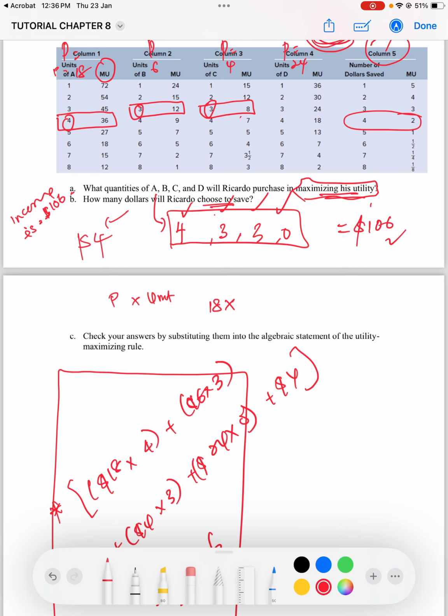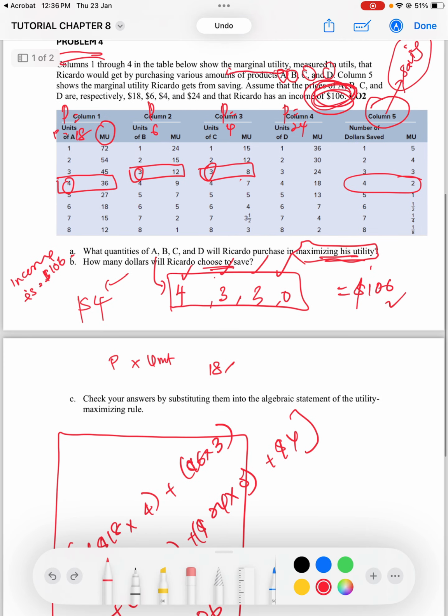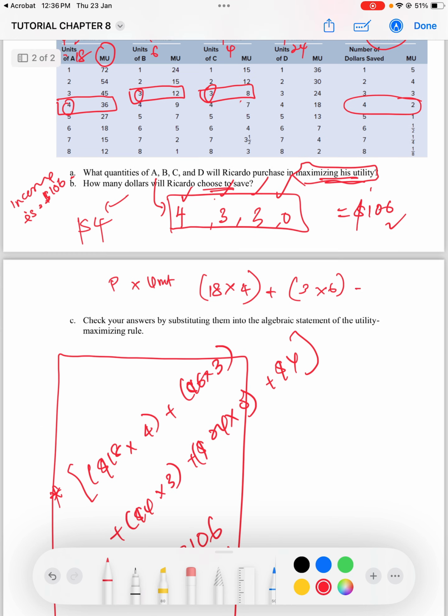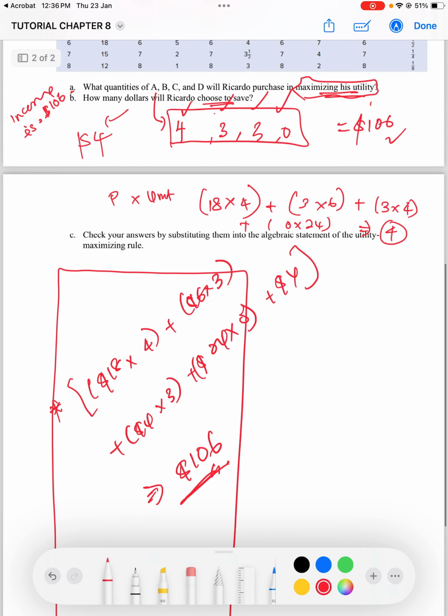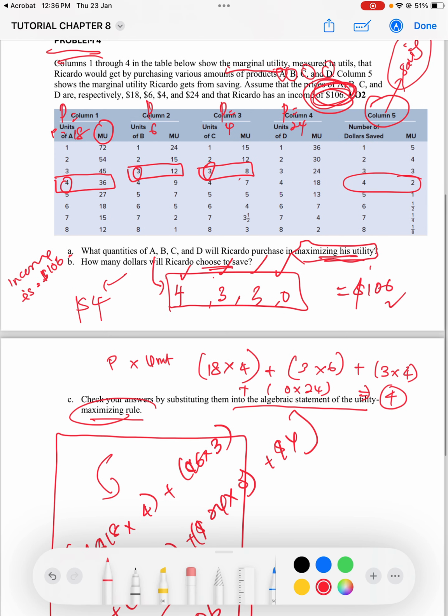Only $4, because we calculate like this: 18 multiplied by 4, plus 3 multiplied by 6, plus 3 multiplied by 4, plus 0 multiplied by 24. So the answer is $4. The questions can be checked or answered by substituting them into the algebraic statement of the utility-maximizing rule. So this is the answer, and this is equal to 106.